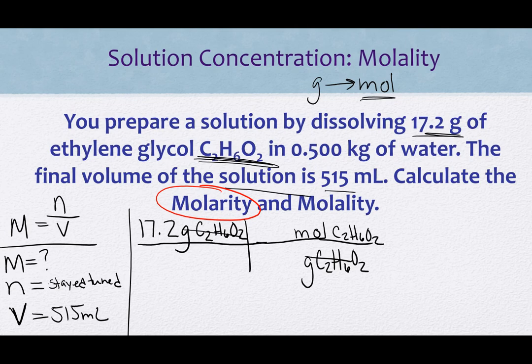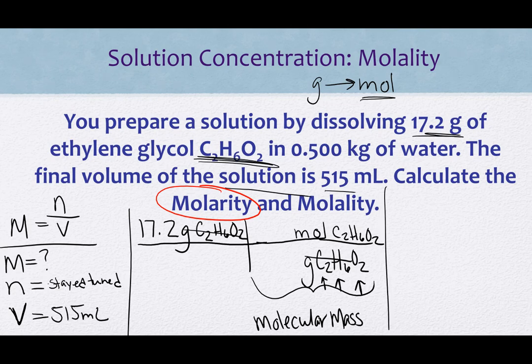Okay. So now we're set up for success. We let the unit guide our problem, set up our problem. Now we just need to figure out what numbers we need to plug in there. So remember, this portion of our problem right here is molecular mass. So we go to the periodic table and we add up 2 carbons, 6 hydrogens, and 2 oxygens. And that's how many grams are in 1 mole of this substance.